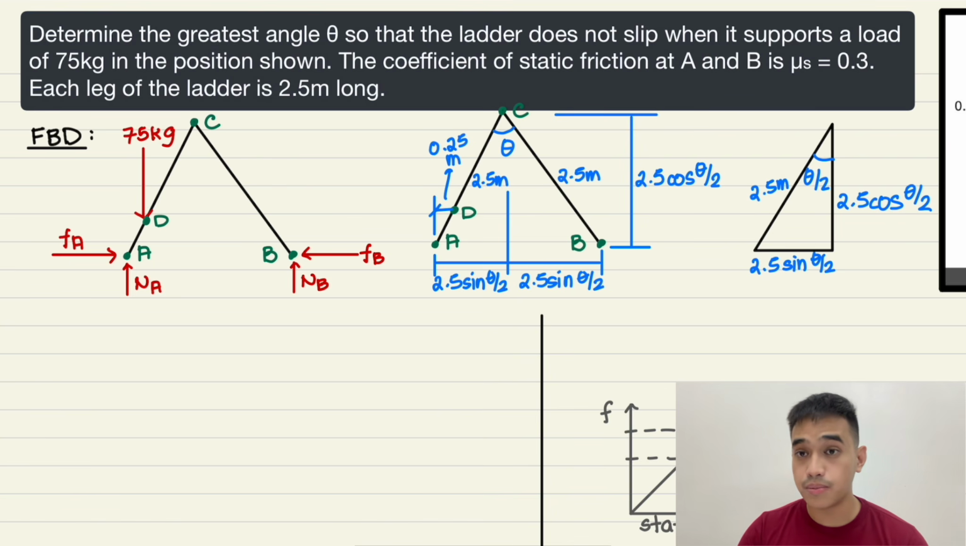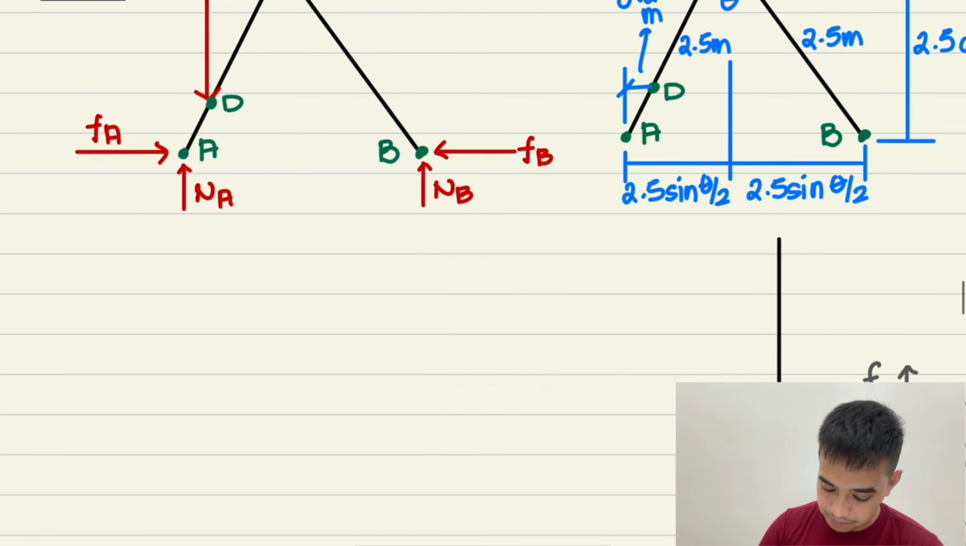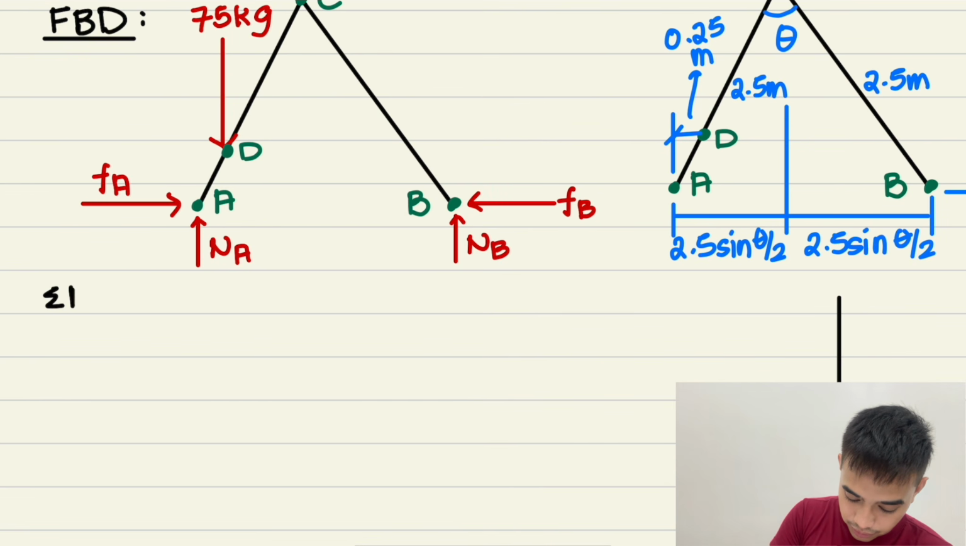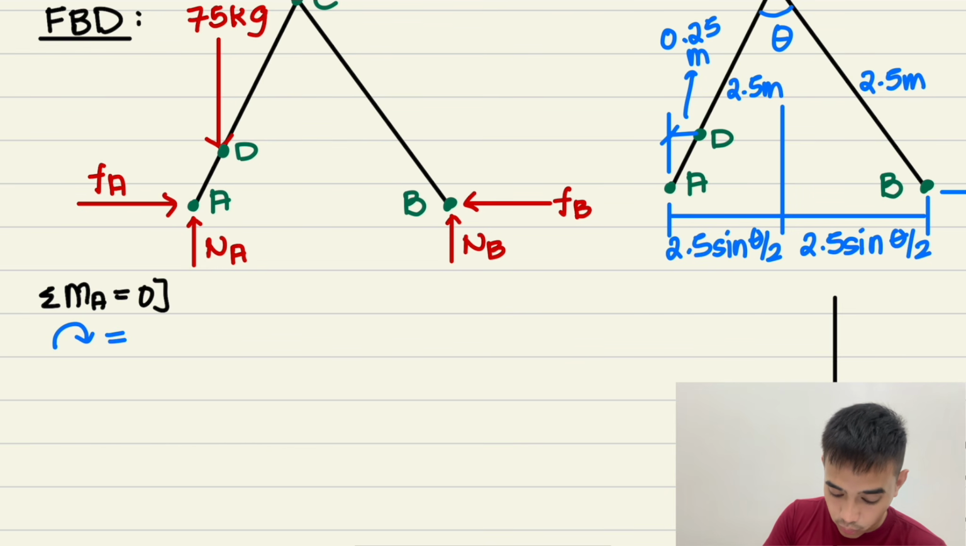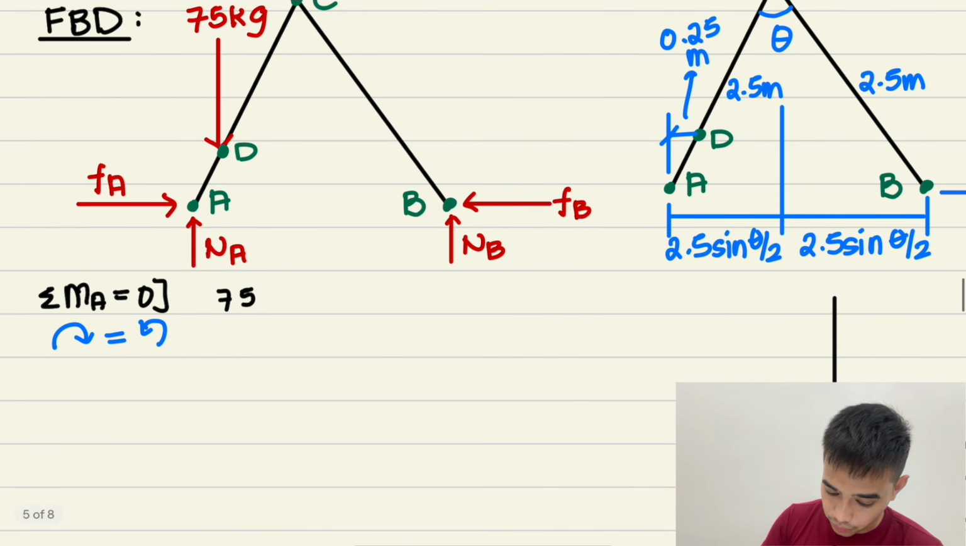So now let's move on to the more important part of the problem, which is finding the greatest angle so that the ladder does not slip. What we have to do is to create a function for our forces, which are NA and NB, and the friction forces, so that they are a function of our theta, or the angle. To do that, I'll first find the summation of moment at A, where I will equate clockwise to counterclockwise motion. This will give us these forces here.